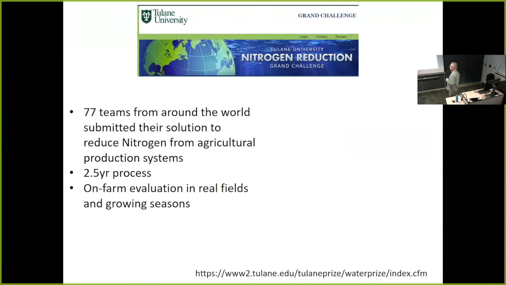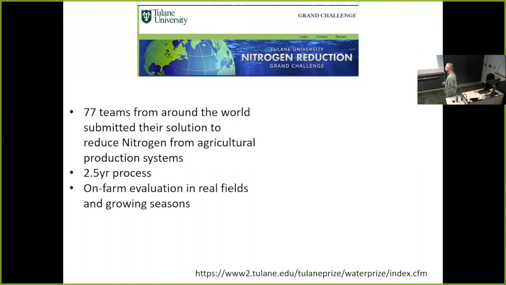Okay, so AdaptN competed in the Tulane Nitrogen Reduction Challenge. I don't know if you heard about it. It's a challenge which was initiated by Tulane University, and they basically called for teams from around the world to submit their solution to reduce the nitrogen leaching from agriculture production systems. And 77 teams applied their solution from around the world. It was a 2.5 year process, and a committee of 16 experts reviewed each tool, and there were finalists that were invited to apply their tool on real production environments and real farms in Louisiana and demonstrate the tool.